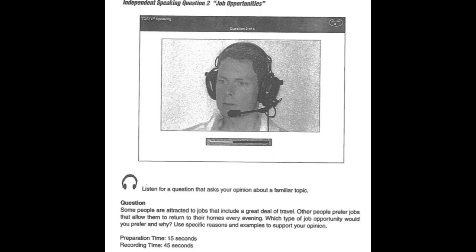Some people are attracted to jobs that include a great deal of travel. Other people prefer jobs that allow them to return to their homes every evening. Which type of job opportunity would you prefer, and why? Use specific reasons and examples to support your opinion. Please prepare your answer after the beep. Please begin speaking after the beep.